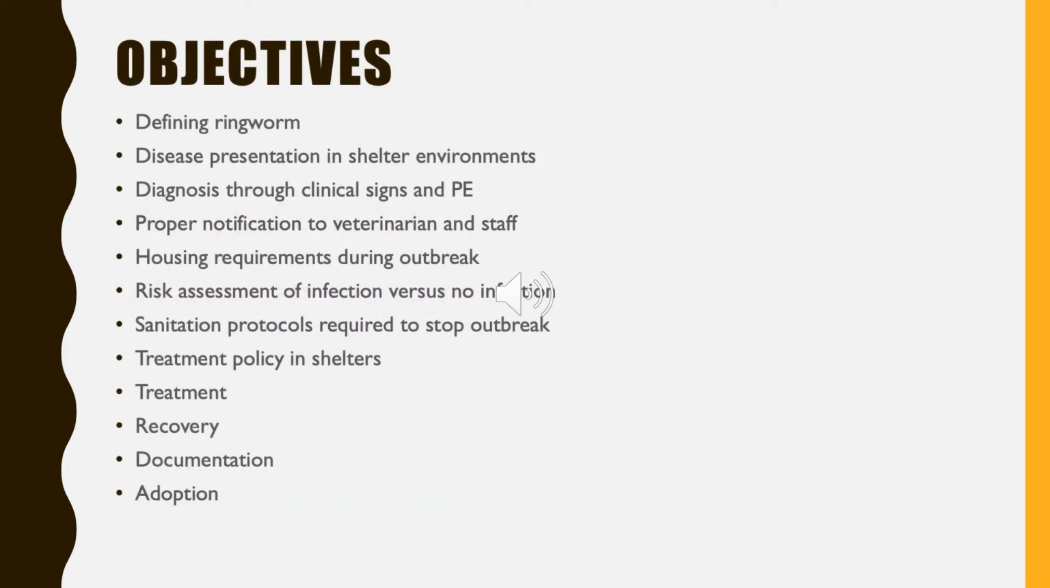Objectives for this presentation include defining ringworm, how the disease presents itself in cats in a shelter environment, how we diagnose ringworm through clinical signs and physical exam, what proper notifications must happen to contain an outbreak, housing requirements for those cats, infected versus non-infected cats, risk assessment of infected versus non-infected cats, sanitation protocols that go beyond just treating the infected cats but also the environment, treatment policies in shelters, these may vary, treatment to rid ringworm, recovery period, proper documentation required, and adoption potential for these cats.